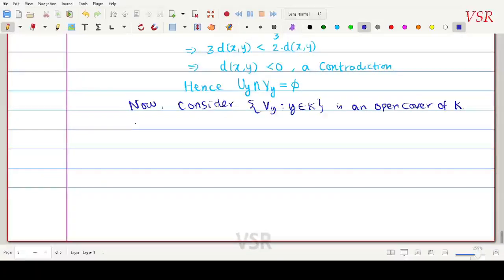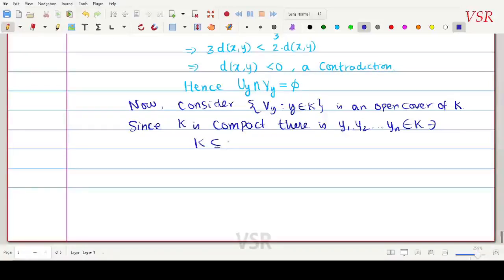Since K is compact, there are y1, y2, ..., yn belonging to K such that K is a subset of V_y1 union V_y2 union ... union V_yn. I can write it like this. K is a subset of the union of these.